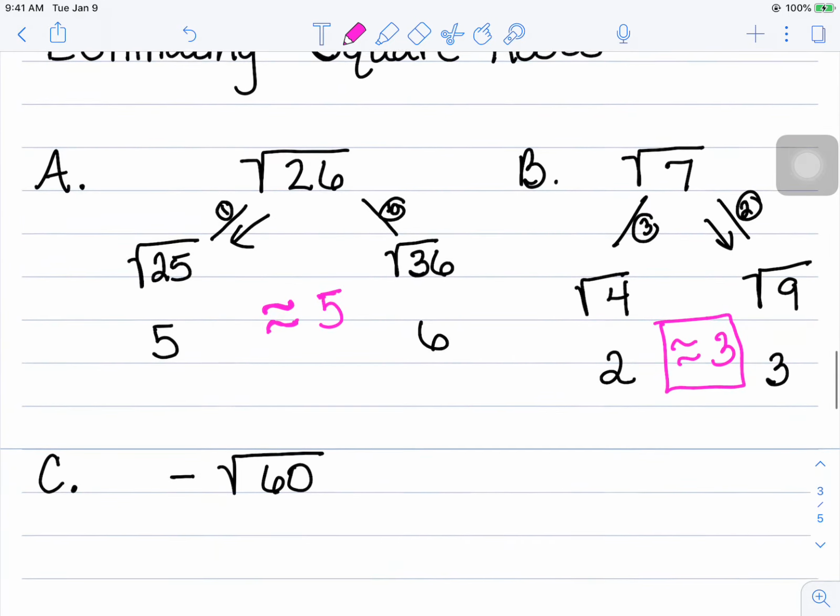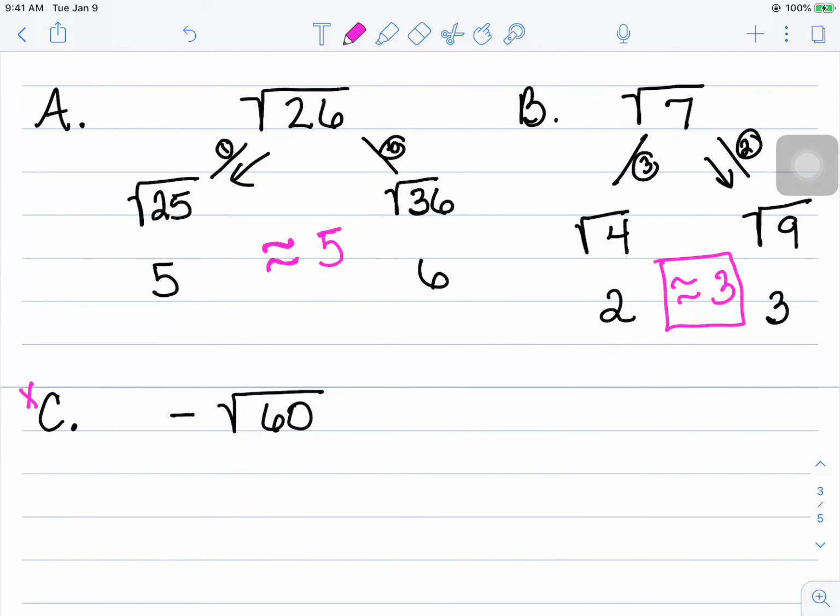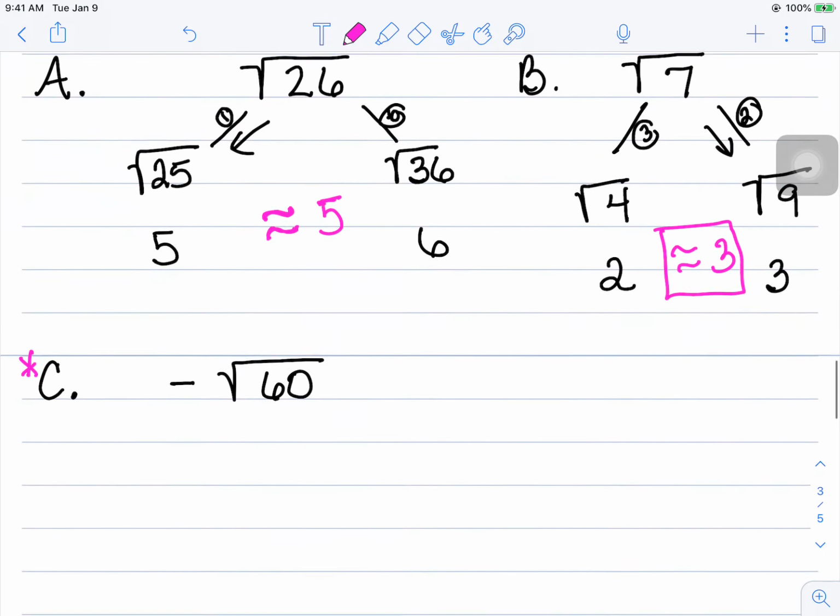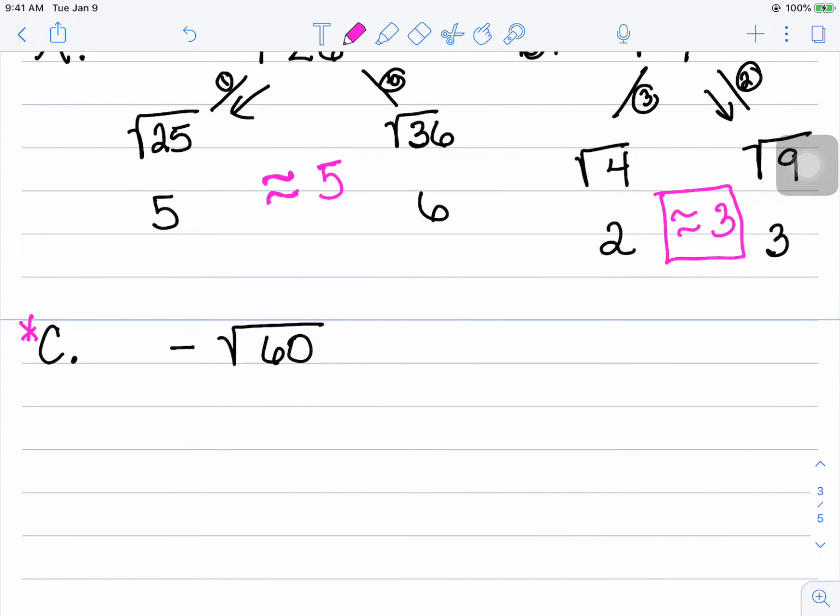Now, C is a little star. Notice that there's a negative out in front of the radical sign. So we have to think. 60 is not a perfect square. We know that from learning our perfect squares. So we've got to find what's before and what's after. So the negative is going to apply outside of each of these because we're thinking about negative numbers. So I know before 60, I have 49.